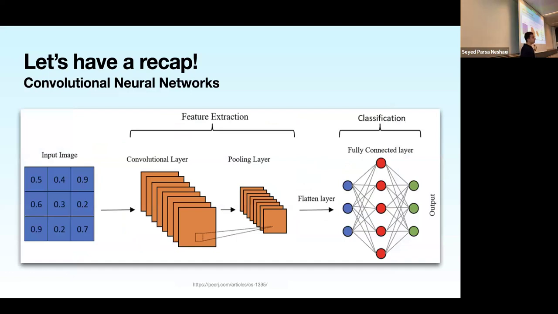Then we saw convolutional neural networks. I won't go over it because you have already seen it yesterday and it's not related to our topic today. But we had an image consisting of pixels. It could have had multiple channels, and then you had several convolutional and pooling layers until you transform the image into a format that is recognizable by the fully connected layer.